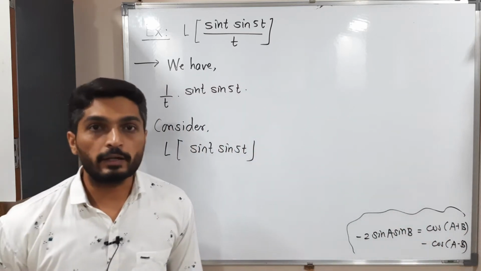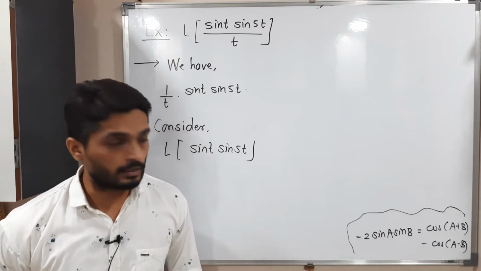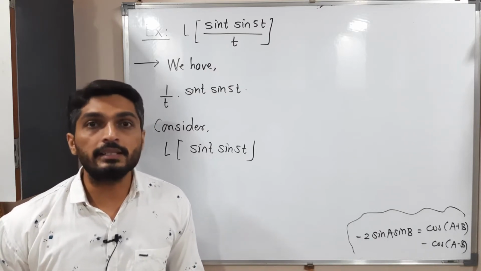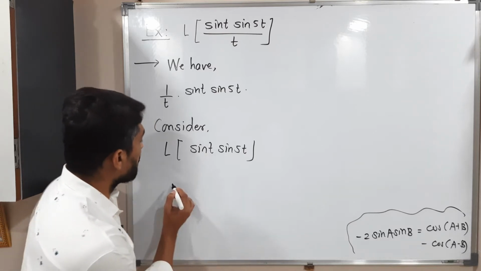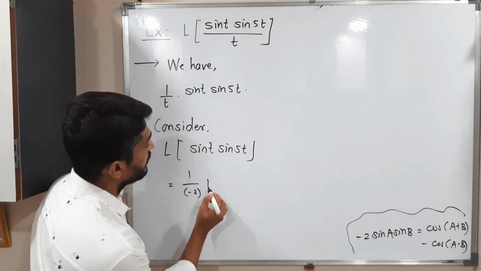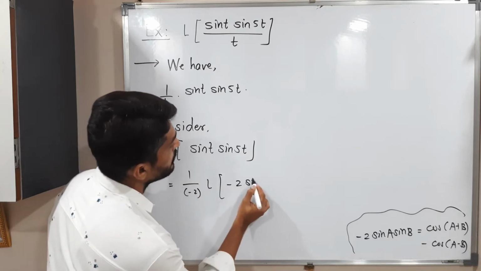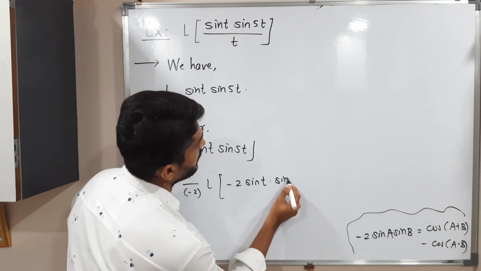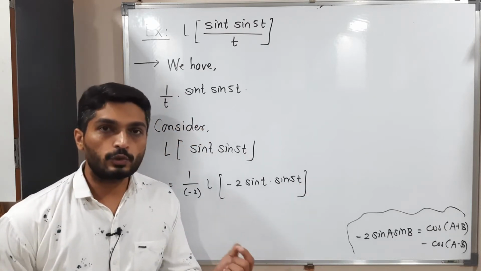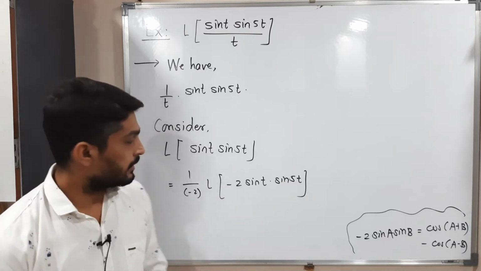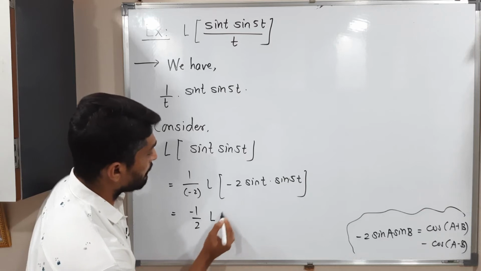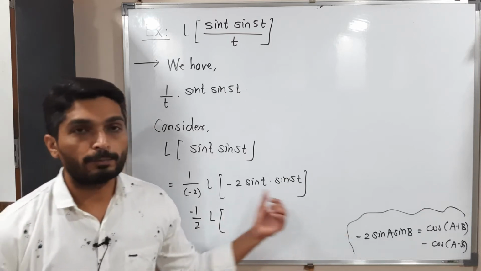So this formula we can use here. But the problem is that we have only sin t into sin φt. That minus 2 is missing here. But minus 2 is a constant, we can easily adjust. Let us multiply and divide by minus 2. So I am writing 1 upon minus 2 Laplace of minus 2 sin t into sin φt. Minus 2 is constant, so you can take it inside or outside, it doesn't matter. So this is equal to minus 1 by 2 Laplace of, and I am going to use that formula here.